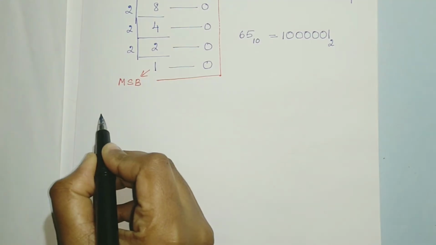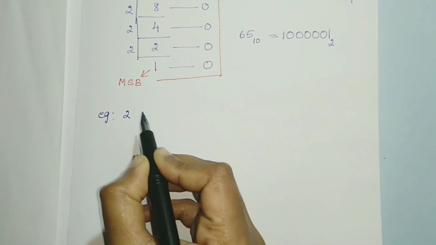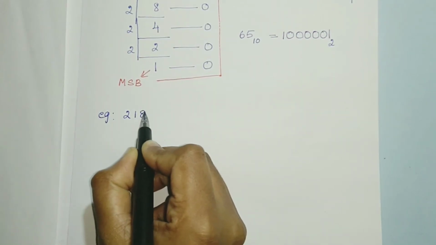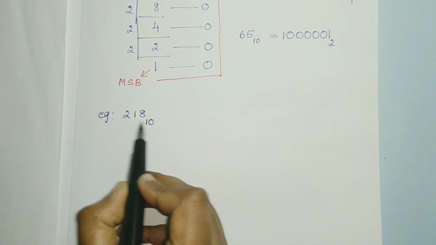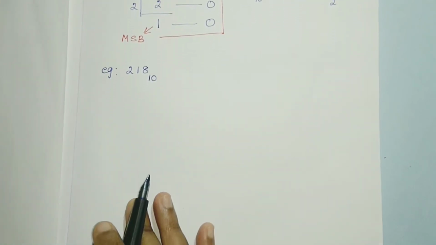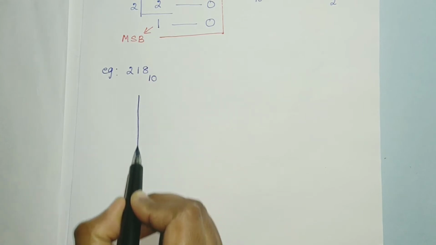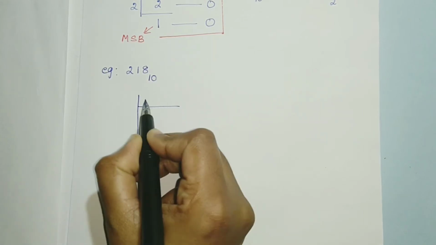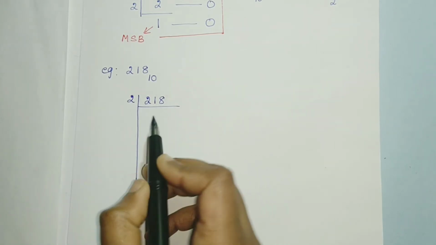So let's try another example, 218. Let's take a 3-digit number, 218 base 10. This is a decimal number. Let's convert this decimal number to binary. We are going to use the repeated division method. So draw the straight line, write the number 218 and we are going to divide it by 2.